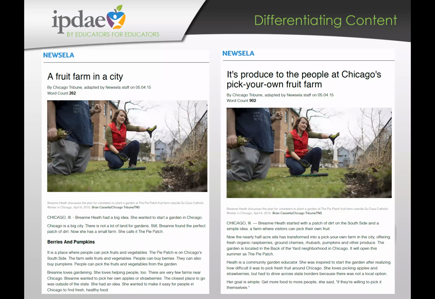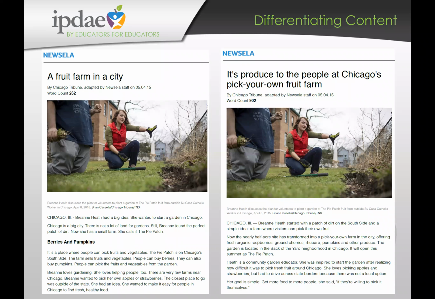So just like what you're looking at on your screen right now, you have two examples of Newsela. I'm showing you to the left of your screen, you will see a level 1 Newsela versus a level 2 Newsela article on the same topic. So as you can see, the titles may be different. The word counts are different, but they're both talking about the same topic, which is describing how this person is putting together a fruit farm in the middle of the city.